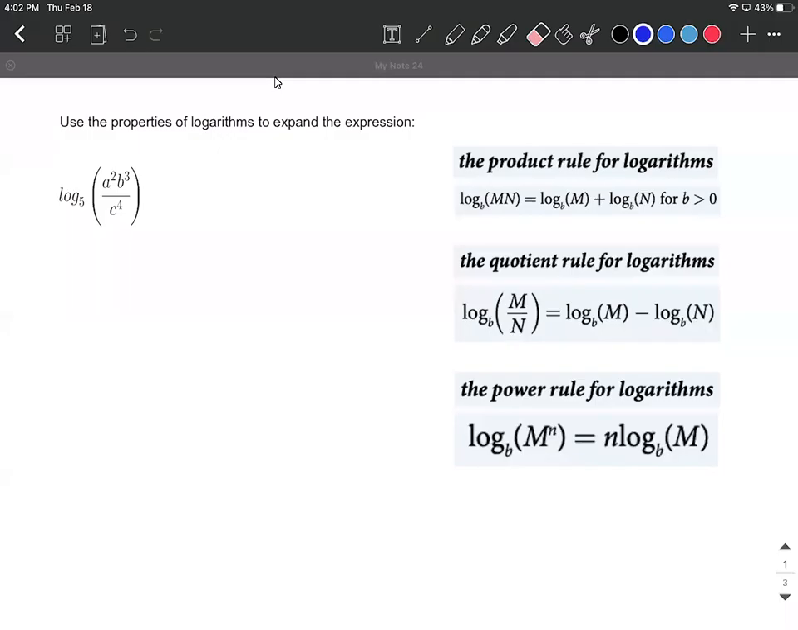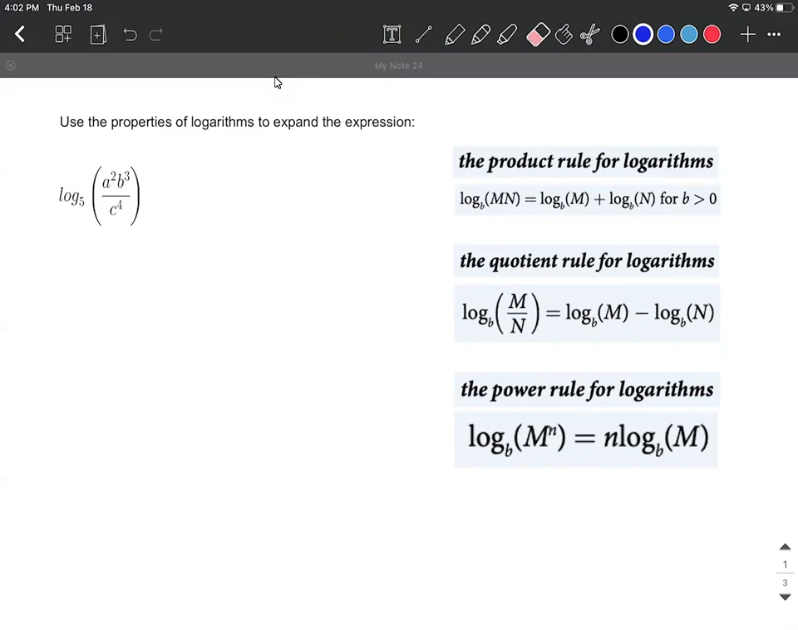Okay, we're going to be using the properties of logarithms to expand this expression. So we have log base 5 of a squared times b to the third, all divided by c to the fourth power. And I've listed out the properties of logarithms over on the right-hand side. So the product rule, the quotient rule, and the power rule.